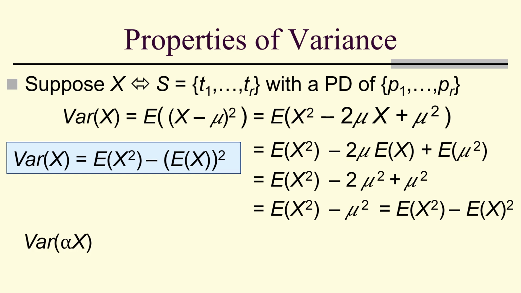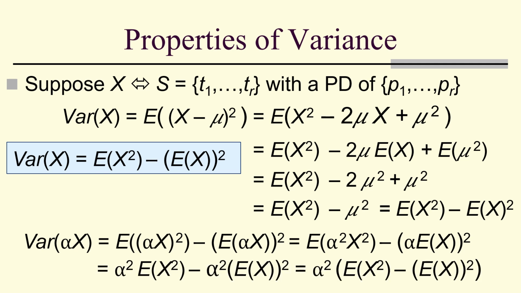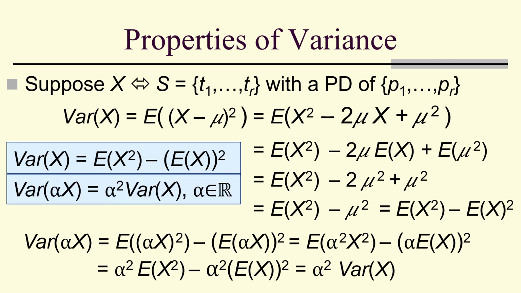What if we had the variance of alpha times x? Well, we use our first property. We can factor out an alpha squared, and having done so, we get alpha squared times the variance of x. So the variance of alpha x is alpha squared times the variance of x for any alpha in R.